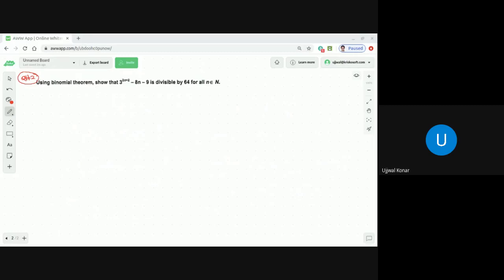So, what is your task? As it is a question, you need to prove that the entire expression, that is 3 power 2n plus 2 minus 8n minus 9, is a multiple of 64, that is 8 power 2, and then we are done. So that should be our target. My task is to show somehow that the entire thing is 64 into something.